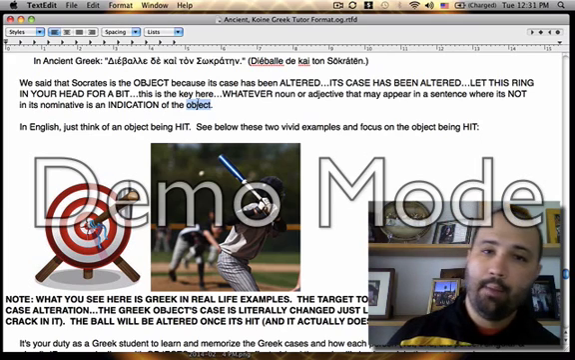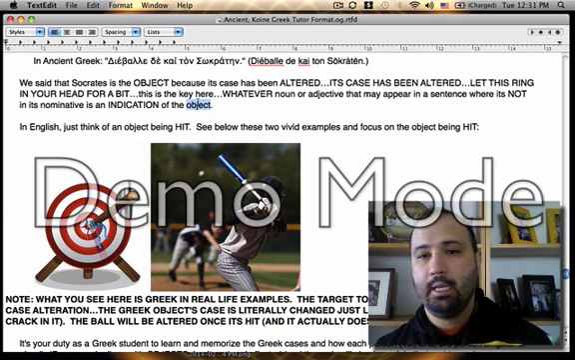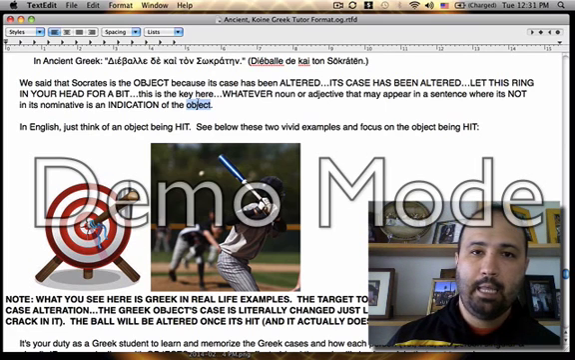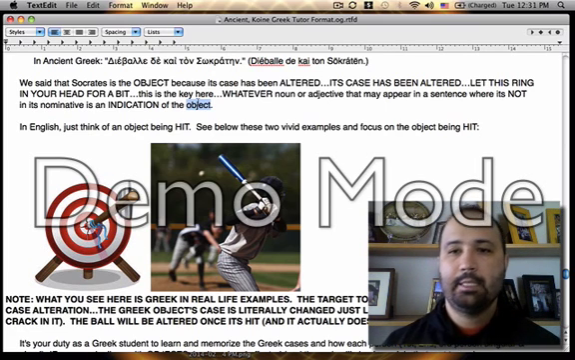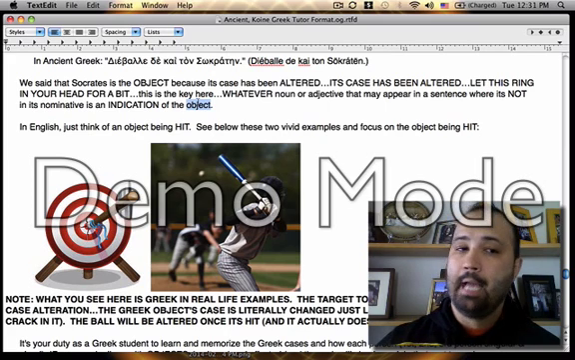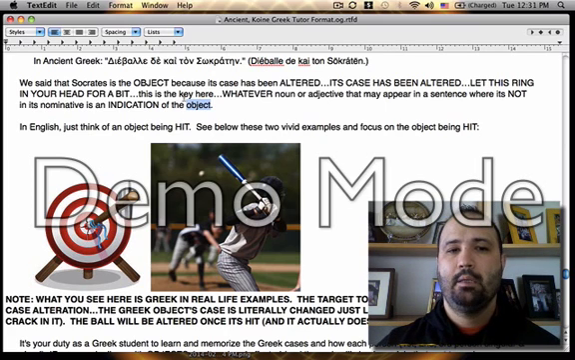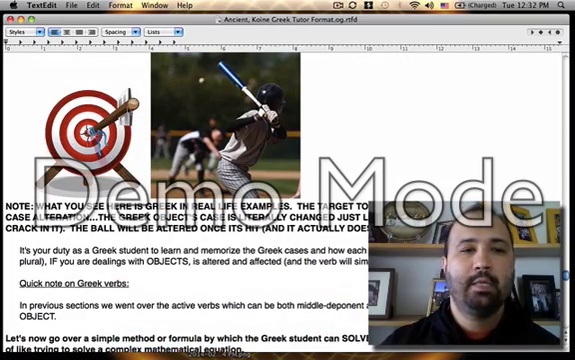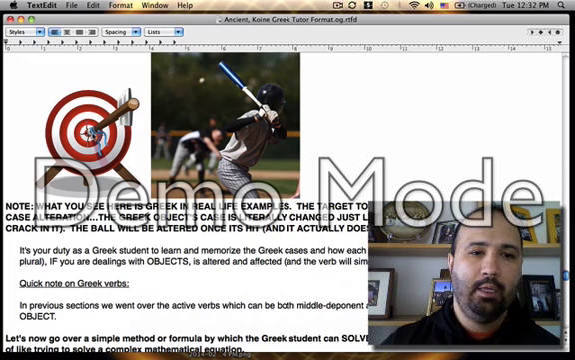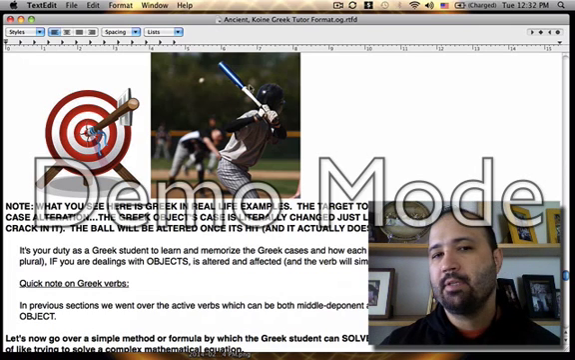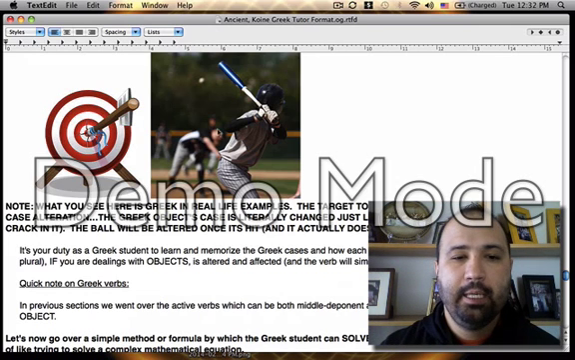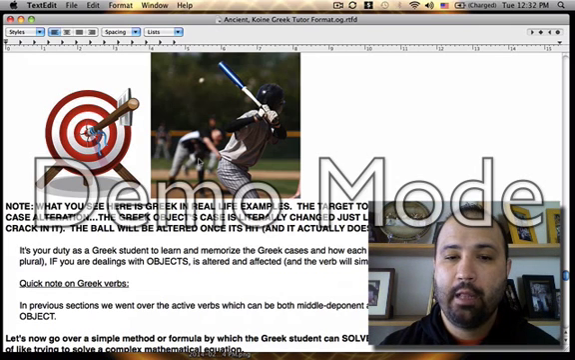If it's not in the nominative, okay, you're seeing a noun, right? Whatever the noun or adjective, if it appears in a sentence and it's not in the nominative case, it's a clear indication it's the object. So look at these here. We have this axe striking the target here. We have this guy, he's about to smack the ball. Okay, what you see here in Greek in real life examples.